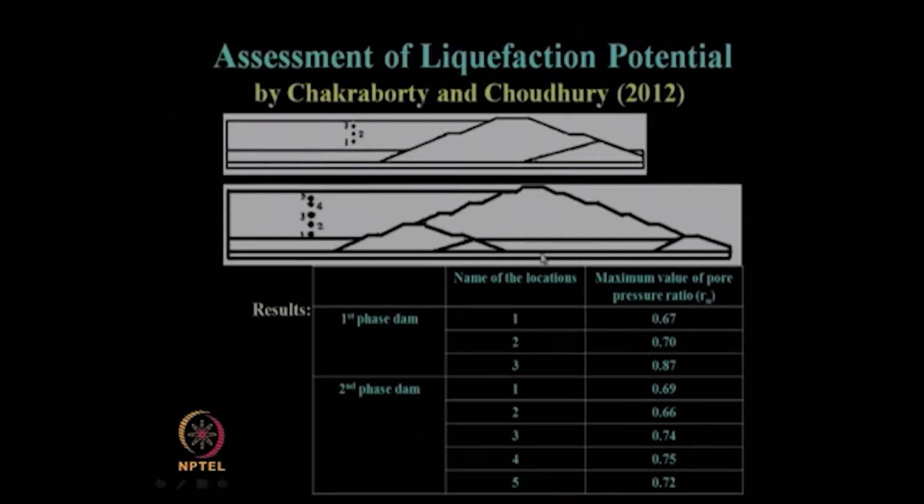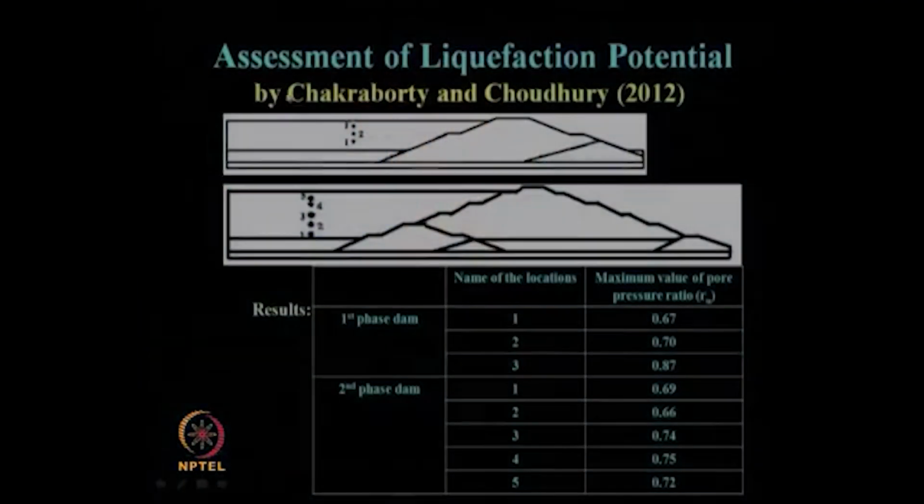So, in the previous lecture we also learned another important criterion for tailing dam design, which is the liquefaction behavior, or how this tailing dam behaves during a possible soil liquefaction during an earthquake. So, the assessment of this liquefaction potential we discussed, which is given by the Chakravarti and Chaudhary 2012 paper. This is for the first phase of the dam, this is for the second phase of the tailing dam, and these are various points in the tailing portion.